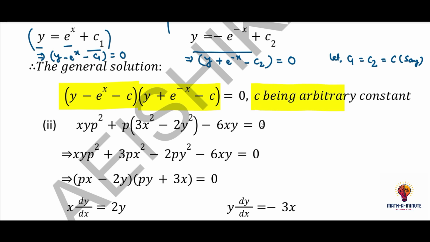In this way we solve a first order higher degree differential equation using the method of solvable for p. Remember one thing: we can apply this method when we can write the given differential equation as a product of two linear factors. Otherwise we have to try another method.